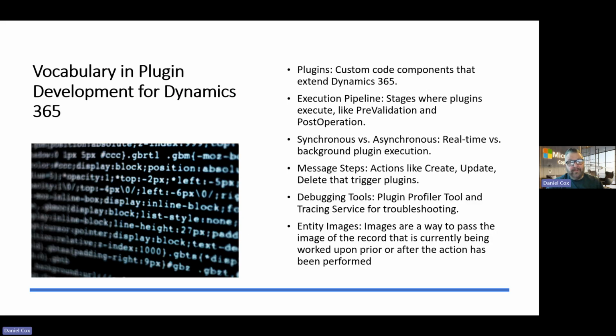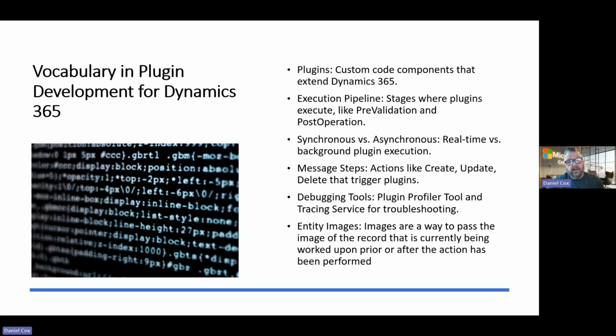So a couple of vocabulary terms around plugin development. We talked about the execution pipeline, right? How it's made up of these different stages. We talked about synchronous versus asynchronous, but there's a couple other pieces that come into play. So there are what we call message steps, and that message defines what that action is actually taking. So as we're going to look at today, you have the typical ones, right? The create, update, retrieve, delete. Those are your standard CRUD operations. But you also have the ability to define your own actions as well. And there are tons of other ones that are available within the platform.